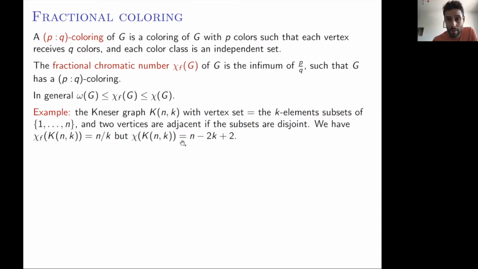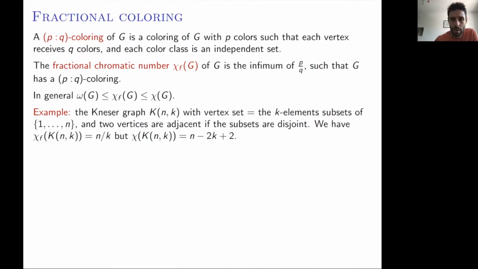But the chromatic number, on the other hand, is much larger than that. It's n minus 2k plus 2. And this is non-trivial. It was a conjecture of Kneser that it's at least this value. Proving that it's at most this value is quite easy, but proving at least is difficult. And this was proved by Lovász in the 70s.